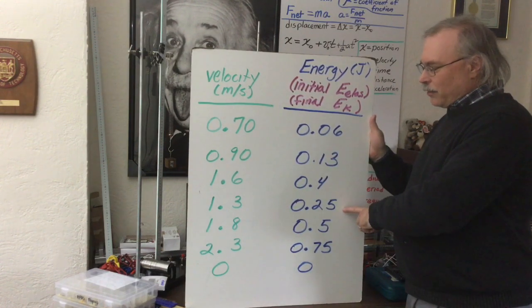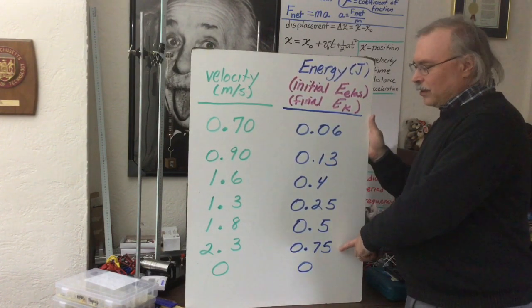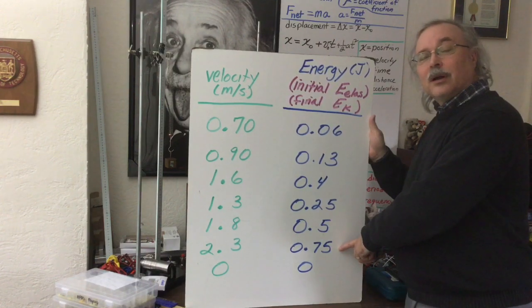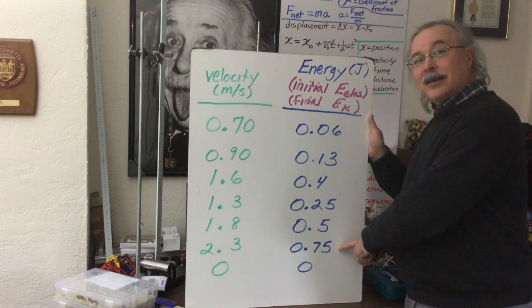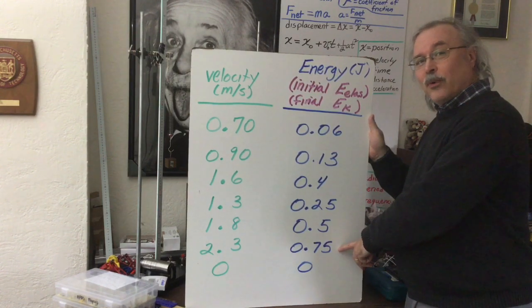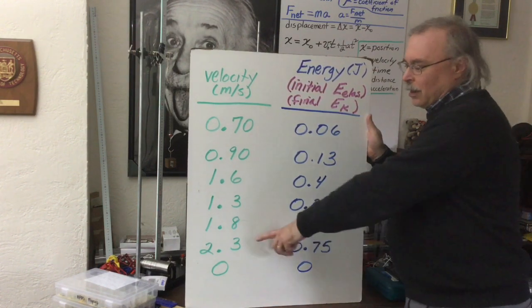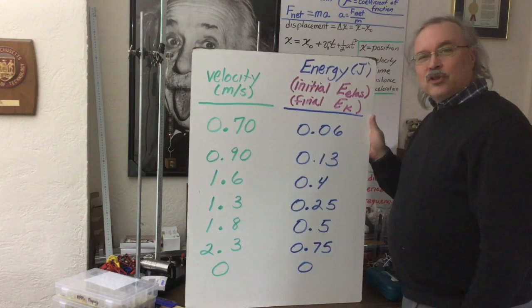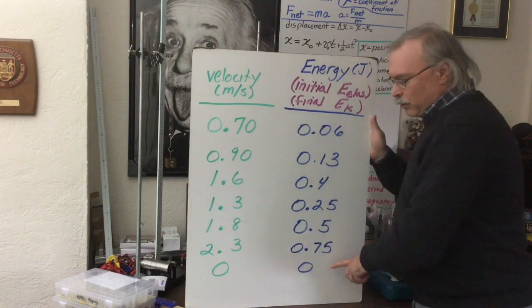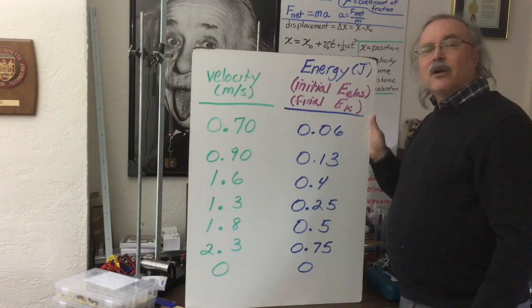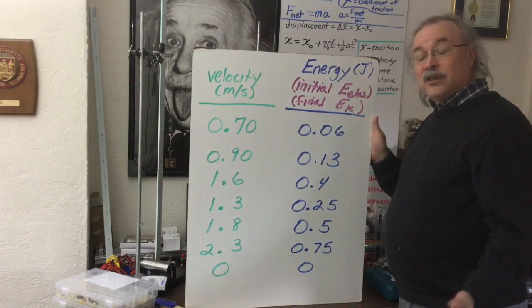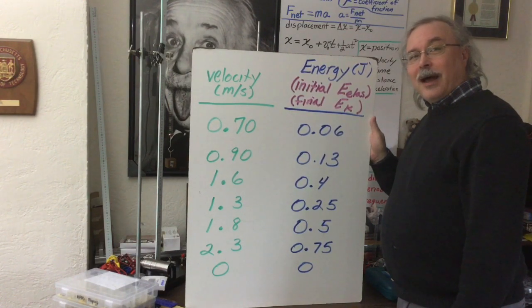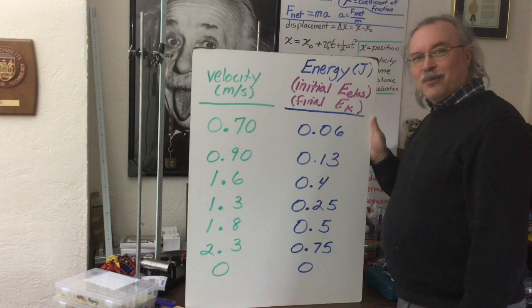And on going down here, we see these various values as I continued down to an initial elastic energy, which then became our kinetic energy of 0.75 joules. The velocity of the cart was 2.3 meters per second. I also put 0, 0 here because if we started off with 0 energy, of course it's not going to make the cart go anywhere. So the cart would also have a velocity of 0 meters per second.